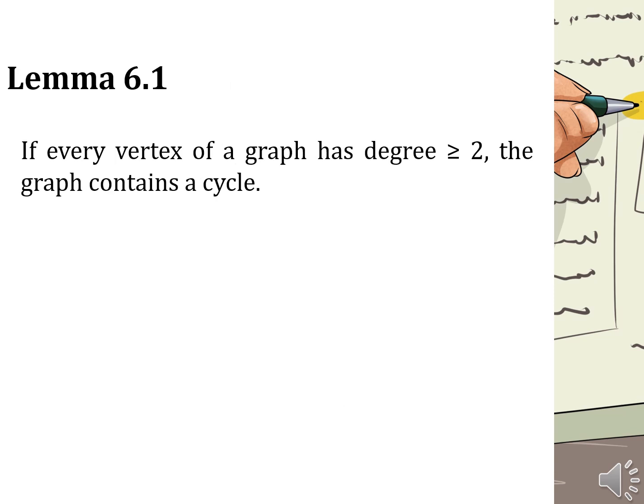Euler's findings relate closely to this lemma. If every vertex of a graph has degree at least 2, then the graph must contain a cycle. A cycle is crucial for Eulerian trails because an Eulerian graph is basically built from cycles that join together.